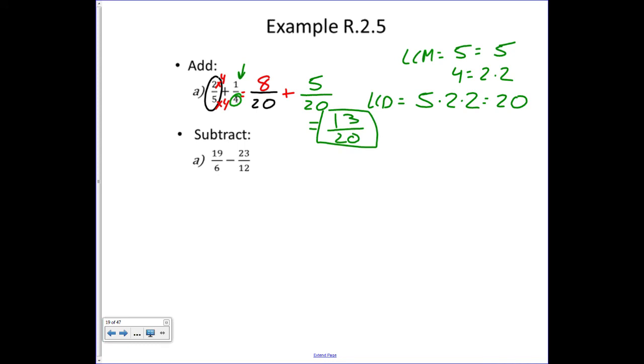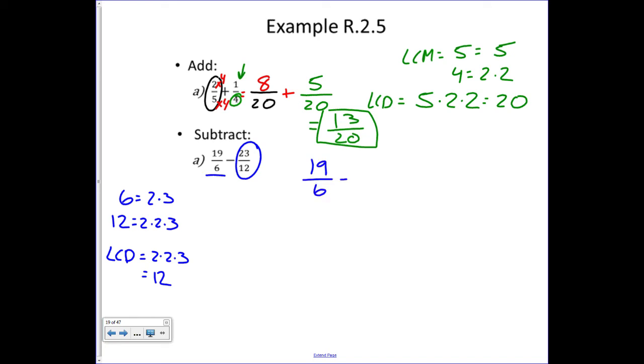We'll do a very similar thing here when we subtract. Our denominators are 6 and 12. Well, 6 is just 2 times 3. 12 is 2 times 2 times 3, or 2 times 6. And so our least common denominator is 2 times 2 times 3, or just 12. And so we don't have to do anything to the second fraction. We only have to do something to the first one. So we have 19 over 6, and we want to rewrite it as something over 12.